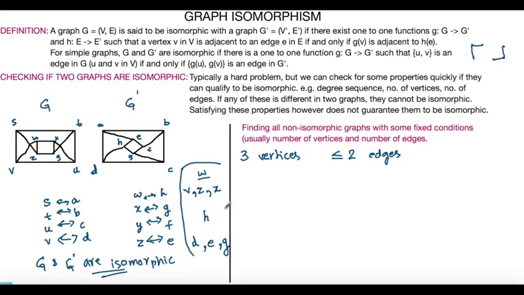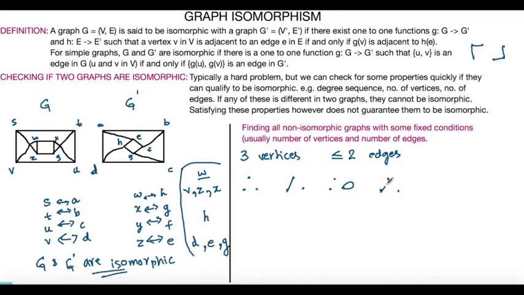Okay, so first of all, let's start with 0 edges. For 0 edges, I have just one graph. Now for one edge, I have this one and I have this one. Do I have any more? Because any graph with 3 vertices and one edge will be either of this form or of this form. Now let's talk about 2 edges.